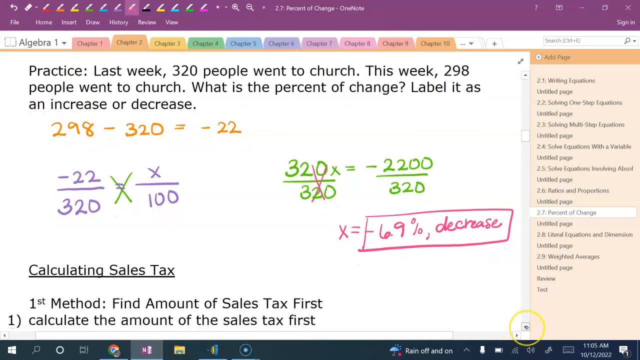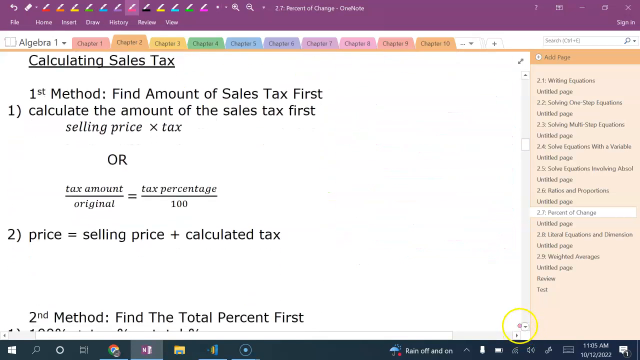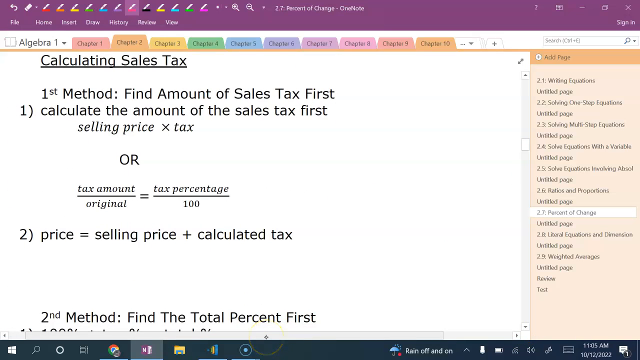The next thing I want to talk about is sales tax. So sales tax is the amount of money that we have to pay extra on purchases at the store or maybe online if you're shopping. So there's two methods to finding sales tax. And going forward, when we start doing problems on your own, it does not matter which method you choose to use as long as you can execute it correctly and get the right answer.